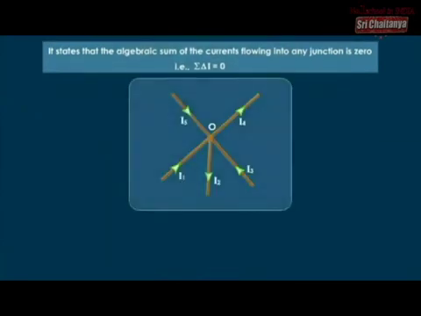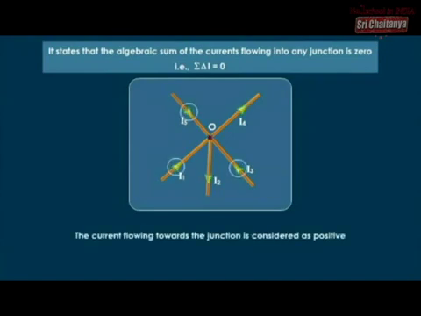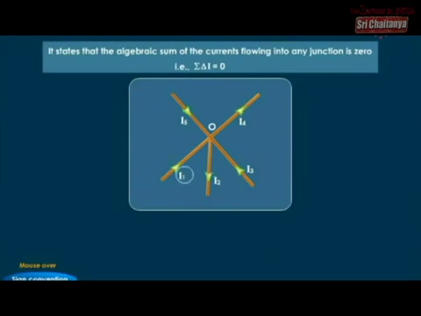Kirchhoff's first law. It states that the algebraic sum of the currents flowing into any junction is 0. That is, sigma delta I is equal to 0. Consider a circuit having 5 current elements meeting at a point O with currents I1, I2, I3, I4 and I5. To take their algebraic sum, we assume the sign convention. The current flowing towards the junction is considered as positive. The current flowing away from the junction is considered as negative. Applying the sign convention, I1, I3 and I5 are positive and I2 and I4 are negative.